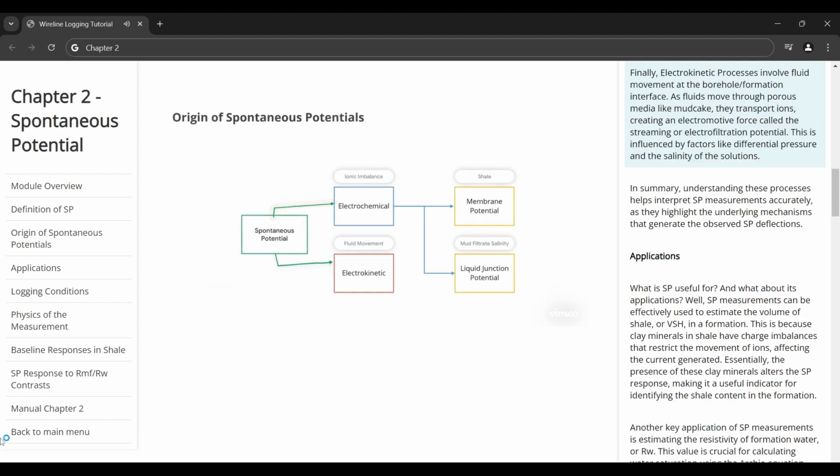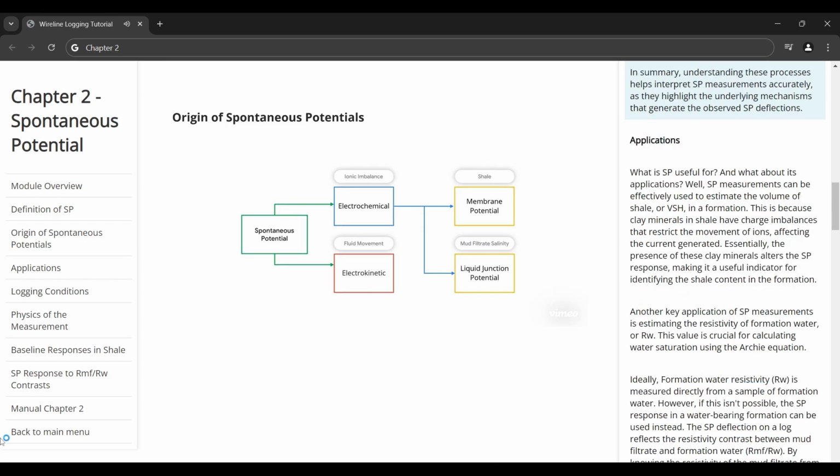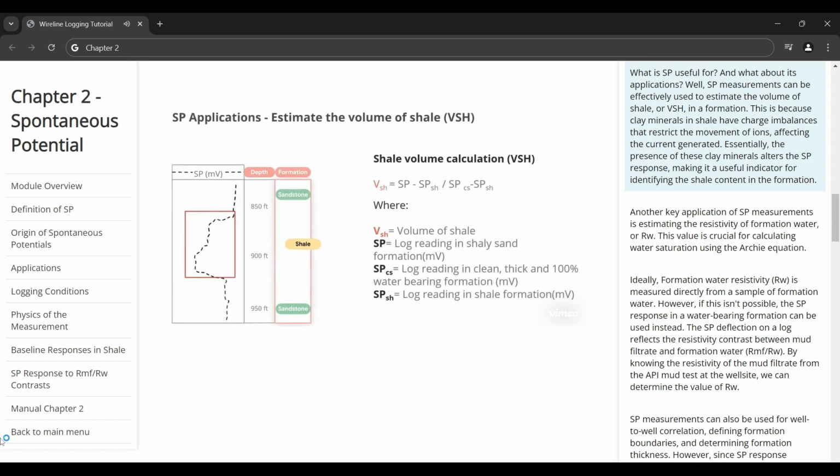Finally, electrokinetic processes involve fluid movement at the borehole-formation interface. As fluids move through porous media, like mud cake, they transport ions, creating an electromotive force called the streaming or electrofiltration potential. This is influenced by factors like differential pressure and salinity of the solutions. In summary, understanding these processes helps in interpreting SP measurements accurately, as they highlight the underlying mechanisms that generate the observed SP deflections. What is SP useful for?